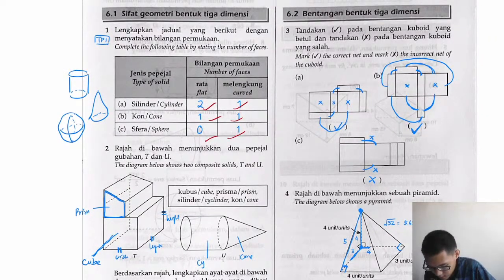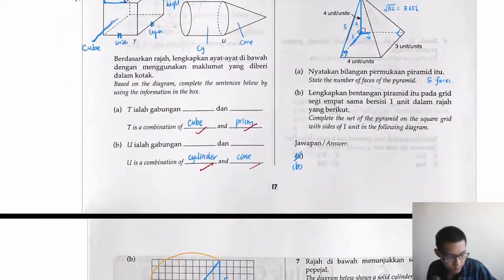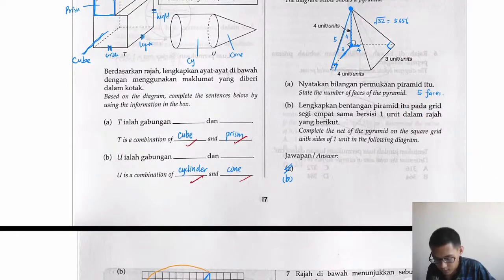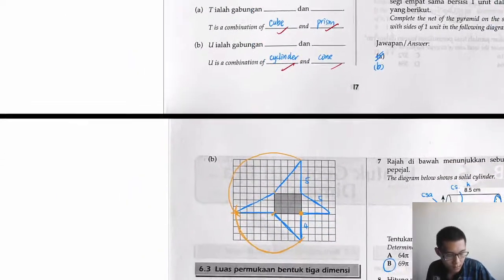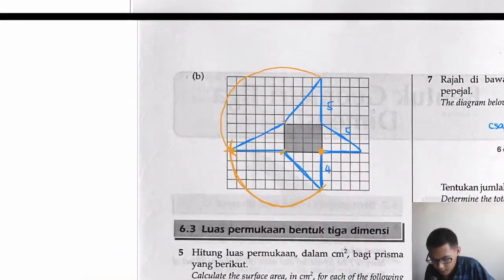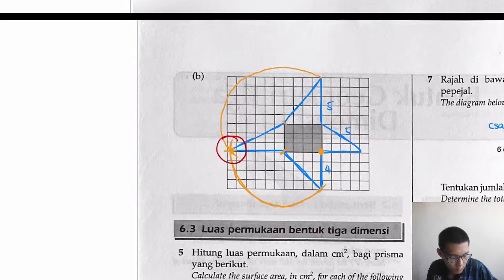Let me see. I know already got a problem for this one. For the A, it is 5. I didn't mention the number of faces of the pyramid, 5 faces. And then the B, the answer provided is not true. It's not true because this side actually is not 4 already. It's not 5 unit already, more than 5 unit.